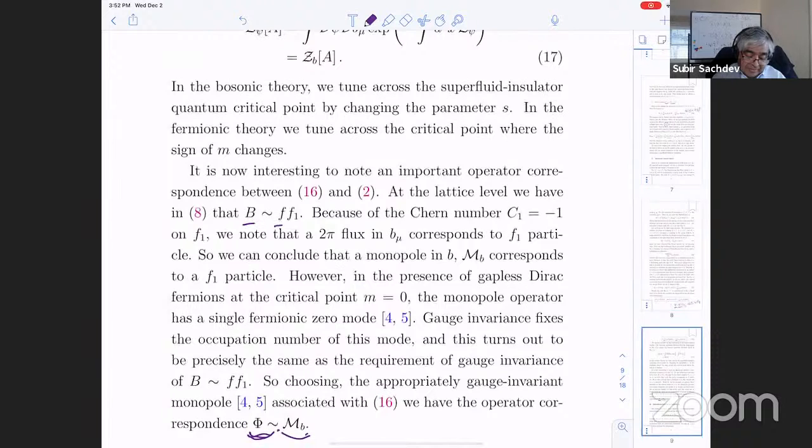Right, so the boson is F times F1. And then you notice that the F1 has a Chern-Simons Chern number -1, so that monopole is precisely an F1 particle. But then that monopole has a zero mode, and you have to occupy the zero mode on it to make sure this works out. And the monopole also has to be a boson. Okay, so I won't go into this. There's a nice article by Karch and Tong which discusses this, not in precisely this language, but anyway.